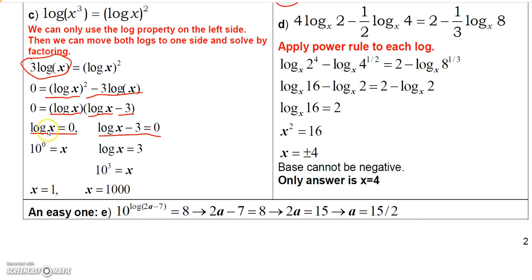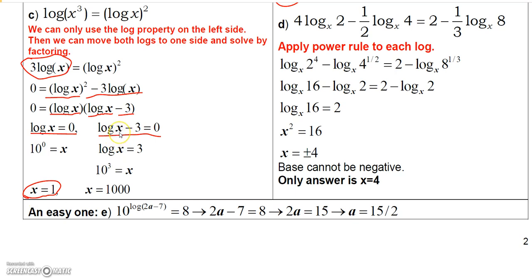independently. So on this one, remember the base of this log is 10. So on this one, we can write this as 10 to the 0 equals x, and 10 to the 0 is 1. So the solution for that one would be x equals 1.